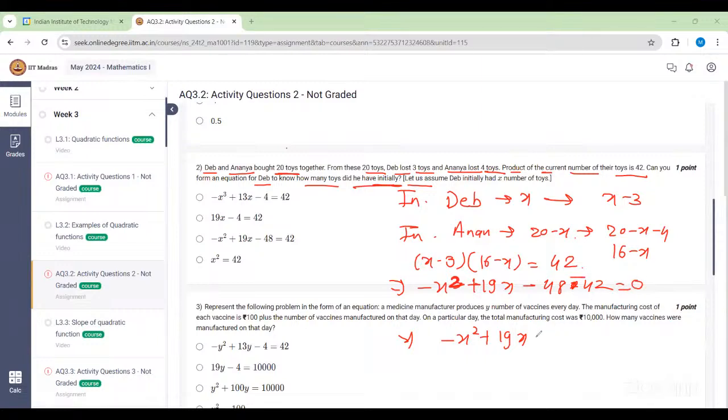So we know that it's 90. Minus of 90 is equals to 0. So is there any option? Do we have any option?